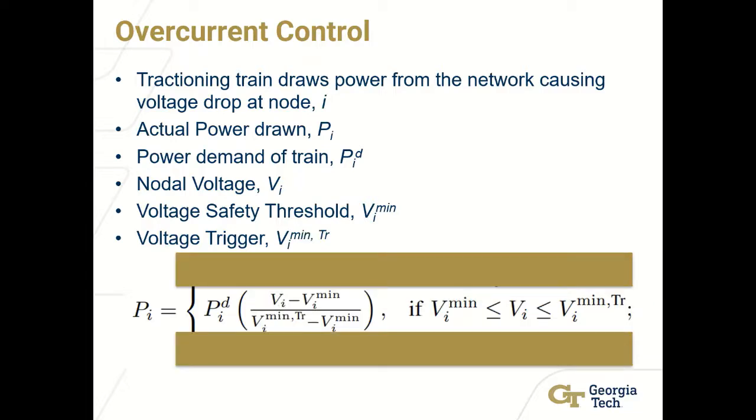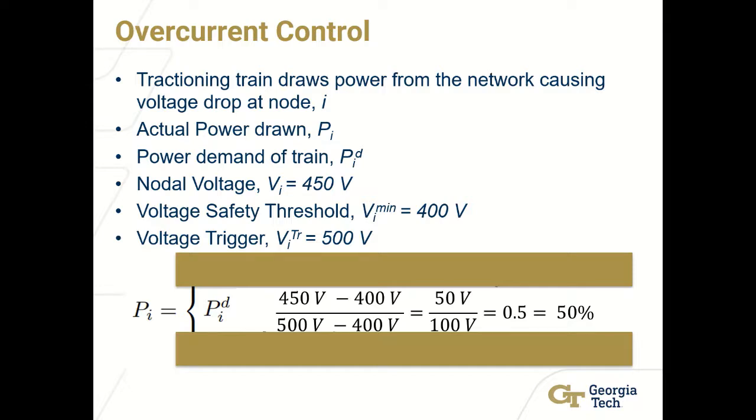And now we're going to look at how much power is drawn by the train when the nodal voltage V sub i is between our safety threshold and our voltage trigger. So in this range, the amount of power drawn is going to be scaled down based on how close it is to each of these thresholds. And this will make a little bit more sense when I plug in some numbers for an example on the next slide.